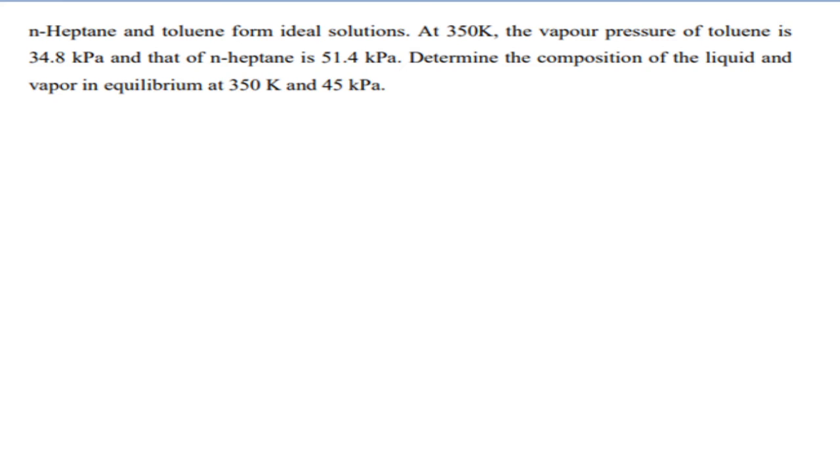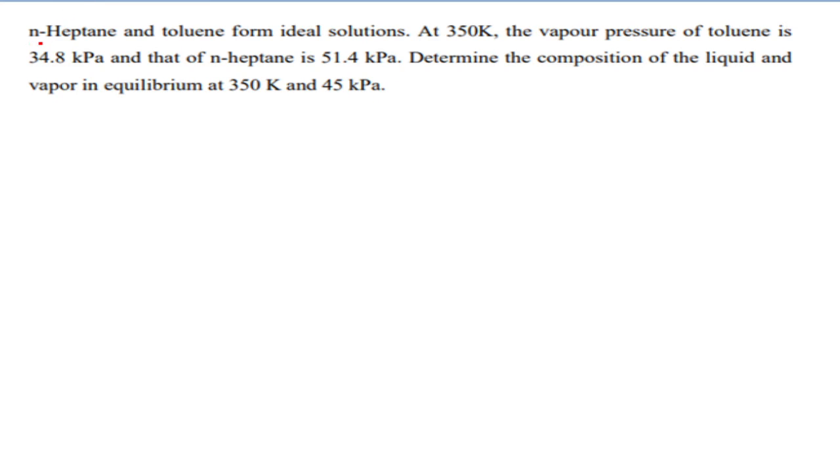Let's solve one question on determination of equilibrium data at a given set of conditions. The question says n-heptane and toluene form an ideal solution. At 350 degrees Kelvin, the vapor pressure of toluene is 34.8 kilopascals and that of n-heptane is 51.4 kilopascals. Determine the composition of the liquid and vapor in equilibrium at 350 Kelvin and 45 kilopascals.